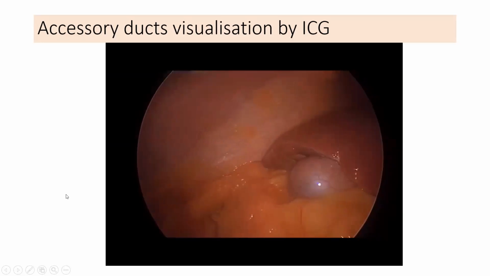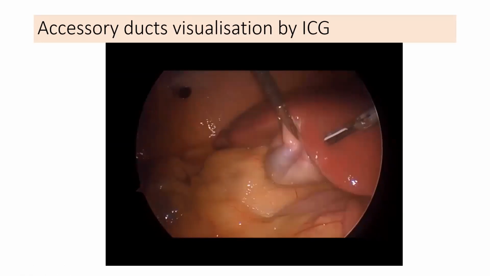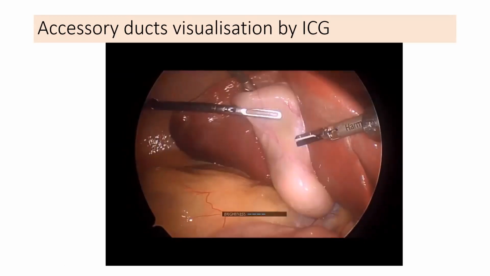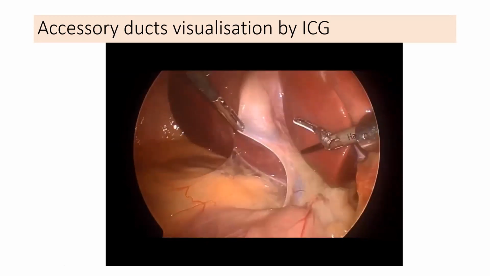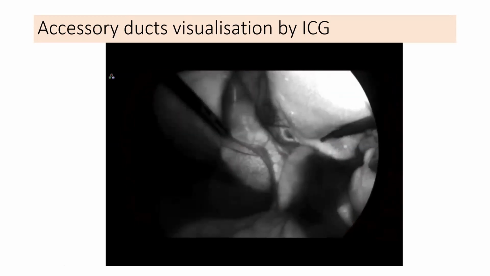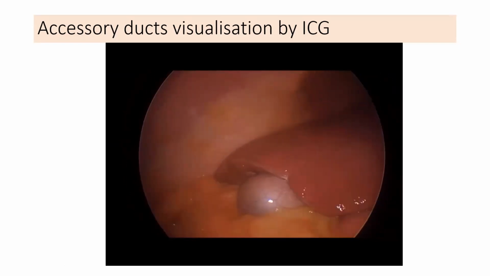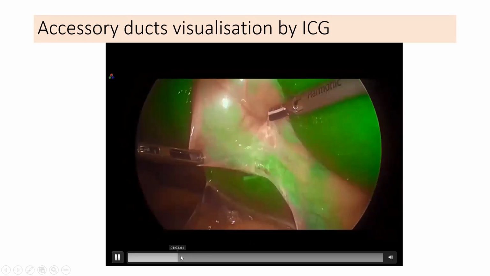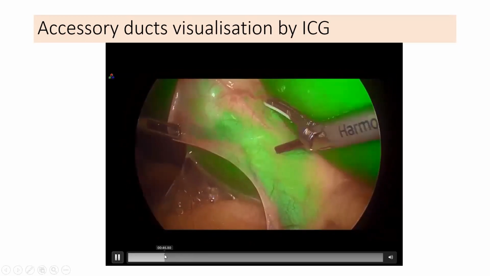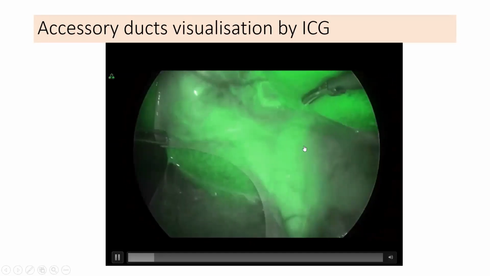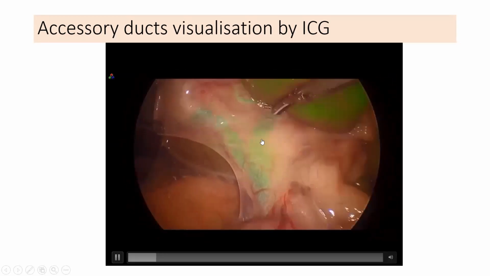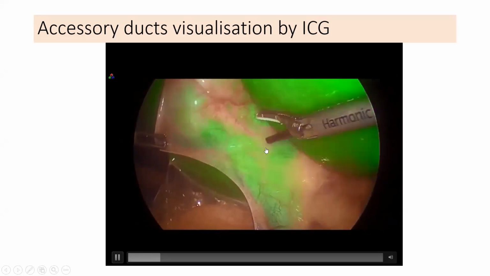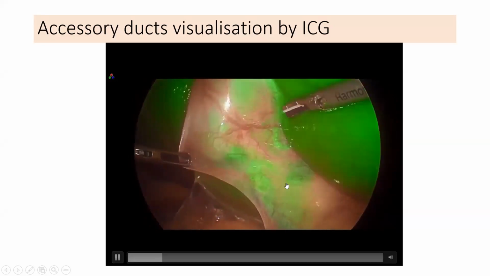This is a beautiful video. Simple cholecystectomy, the gallbladder seems to be very simple, and the CBD is already visualized. The patient is not of much high BMI, and see the surprise now. I will fast forward a little bit. Now the accessory ducts are visualized there near the liver, and yes, there is the accessory duct.